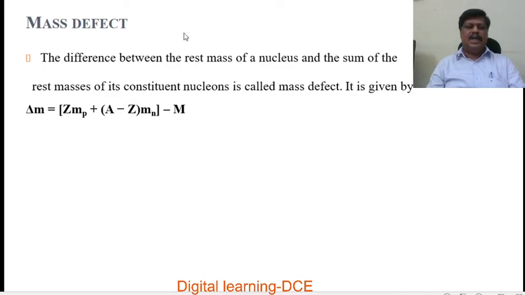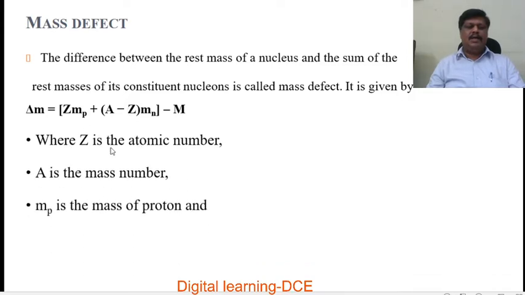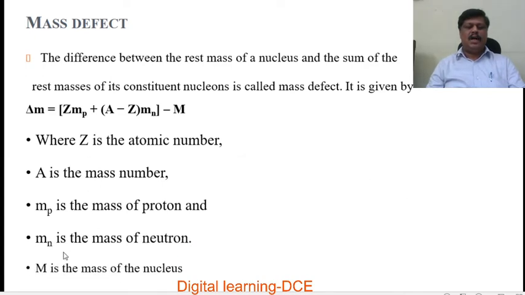So mass defect is the difference between the rest mass of a nucleus and the sum of the rest masses of both protons and neutrons, that is nucleons, inside the nucleus, and it is given by ΔM = Z Mp + (A − Z) Mn − M, where Z is the atomic number, A is the mass number, Mp is the mass of each proton, Mn is the mass of each neutron, and capital M is the mass of the stable nucleus.